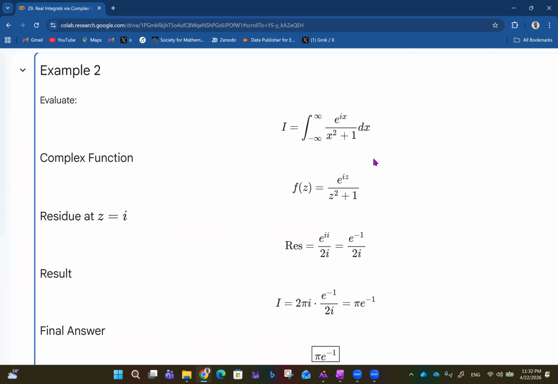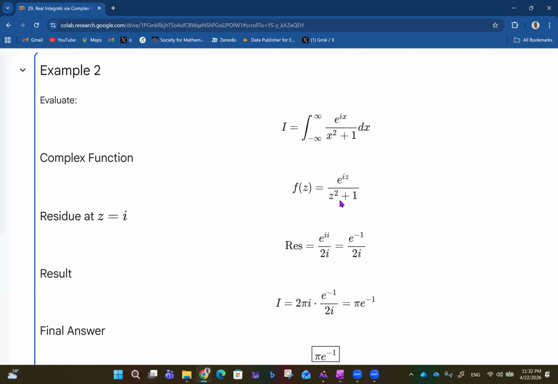you want to evaluate I equals the integral from minus infinity to infinity of e raised to the power ix over x squared plus 1 dx. So in the complex version of this, every x becomes z. So f of z equals e raised to the power iz over z squared plus 1, right? So you get two residues as usual, because if you factorize z squared plus 1, you get z minus 1 into z plus 1. So z minus 1 gives us pole z equals 1, and z plus 1 gives us pole z equals minus 1. But, I mean, not 1, rather i.